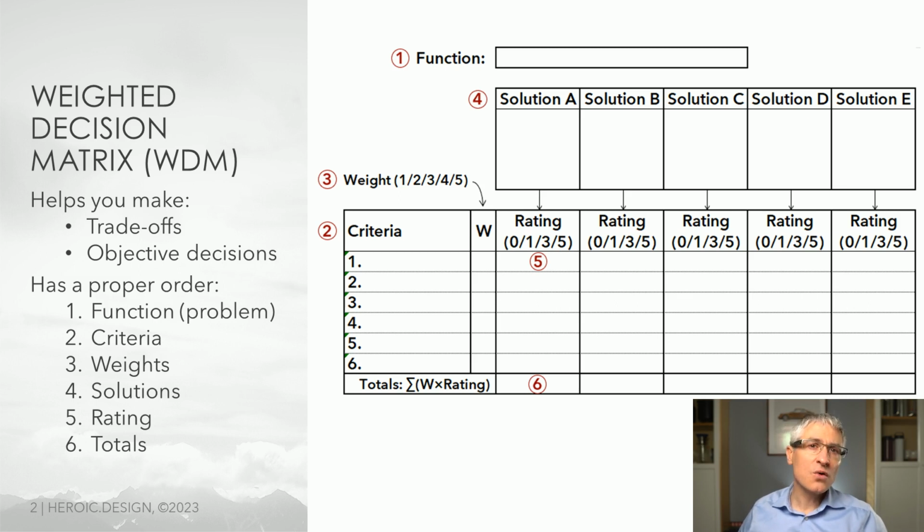The solutions go across the top right. These are the ways the problem can be solved. And the ratings go in the middle. These are how well each solution rates against each criterion. The totals at the bottom are the answer, the solution you should choose. The numbers in the circles show the right order to do them in. Okay, let's leap into an example and see how it plays out.